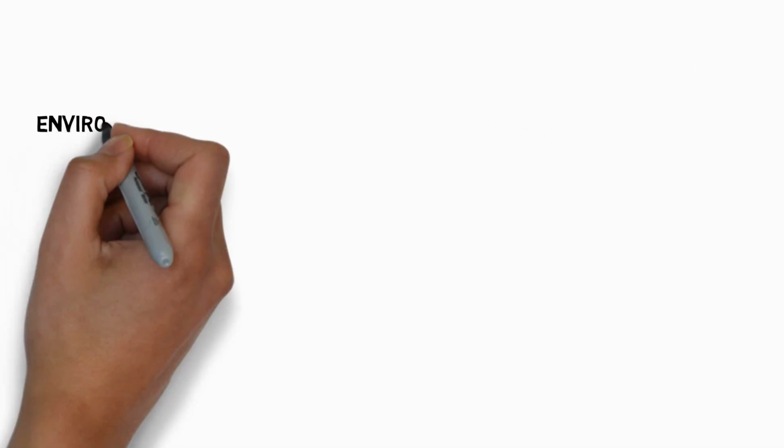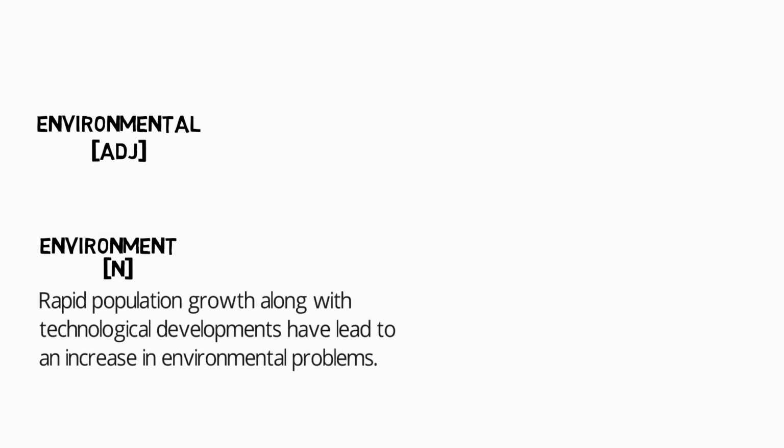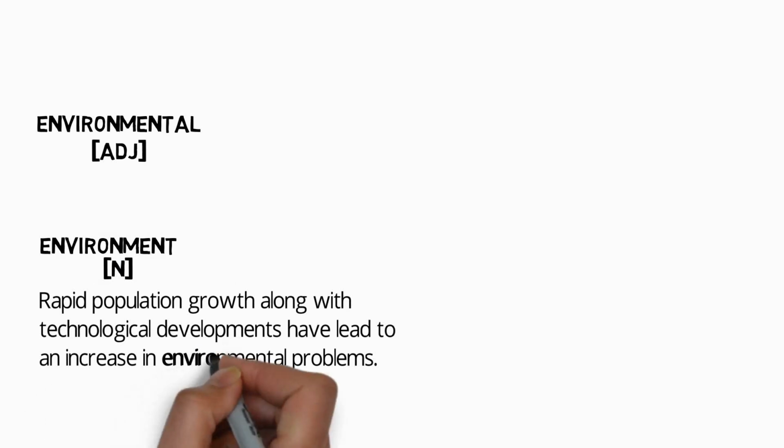The first word we'll focus on is very straightforward: environmental, the adjective form of environment. And you might know this word already, but it has lots of really good collocations that we can use. An example sentence first. Rapid population growth, along with technological developments, have led to an increase in environmental problems.